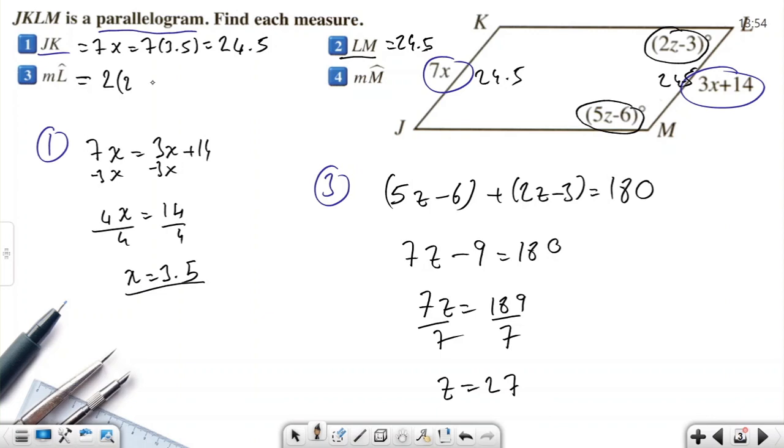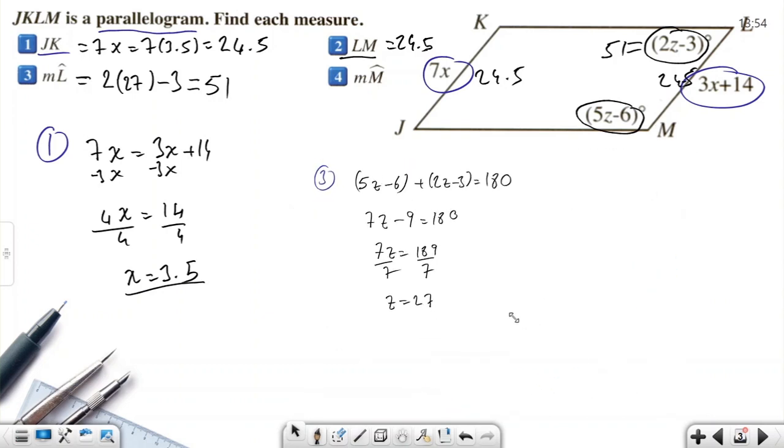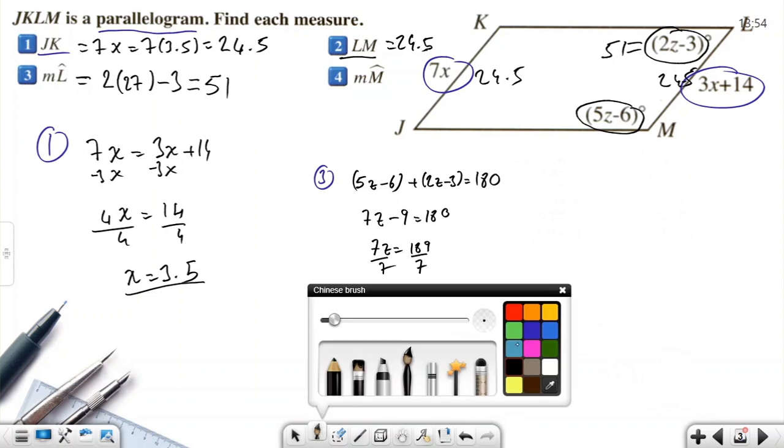So the measure of angle L is equal to 2 times 27 minus 3. So 2 times 27 is 54, minus 3 is 51. Okay, I found the measure of L is 51. What about the measure of M? If this is equal to 51, I'm going to solve question 4 here.